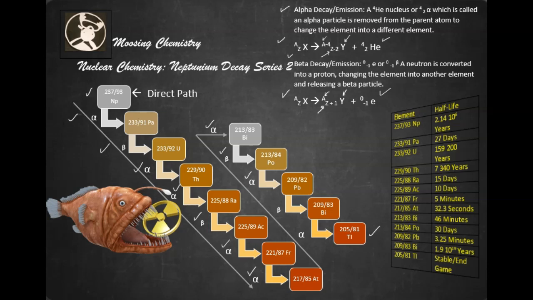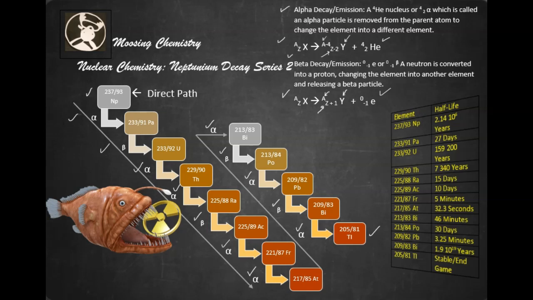lead-209. Lead-209 undergoes beta decay. That means it's going to change a neutron into a proton, and it's going to become bismuth-209. Bismuth-209 undergoes alpha decay and becomes thallium-205. And thallium-205 is stable, so it's not going to decay any further. Okay, let's look at these half-lives here real quickly.